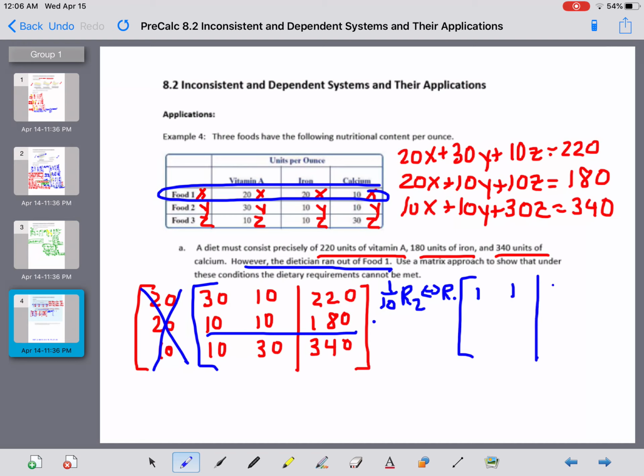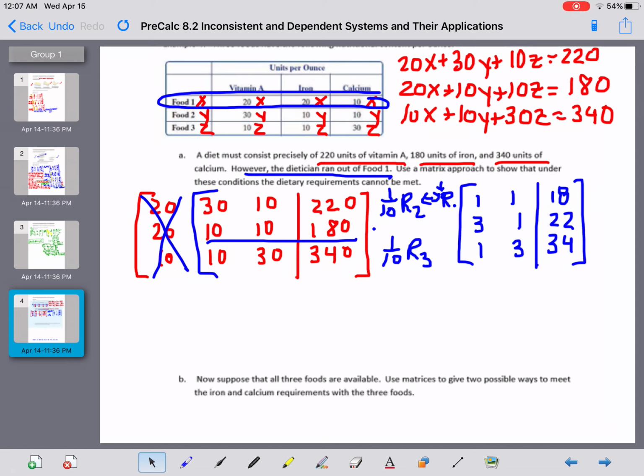And I'm going to leave my, if you're okay with it, I might divide row 1 by 10 as well, just to make them smaller. That'll give me a 3, 1, and 22. And while I'm at it, I'll take 1/10 of row 3 too, just to make my numbers smaller. So 1, 3, and 34. All right, so I have my 1. I would like some zeros underneath it. So let's see what I can do space-wise here, trying to conserve some space.